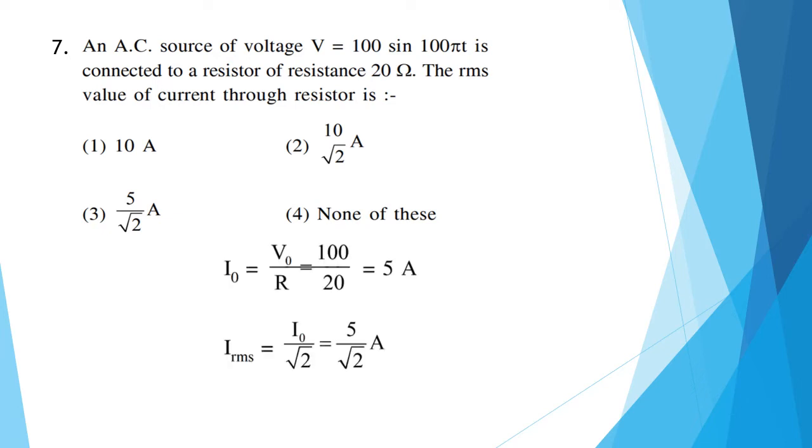So for I_RMS, first we'll calculate I naught, which will be equal to V naught by R. We know V naught is 100 and resistance is 20, so I naught is equal to 5 ampere. So I_RMS is I naught by root 2, which will be equal to 5 by root 2 amperes. So the correct answer is option number 3.